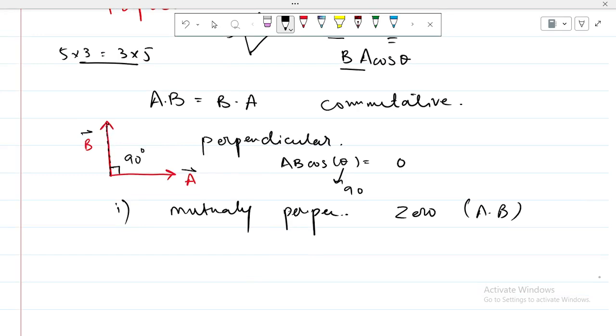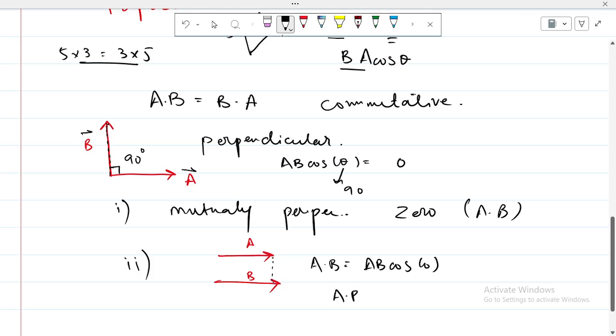The next property that we have is when the two vectors are parallel to each other. So let's say we have two vectors A and B. This is A, this is B. Now if I ask you to find the projection of A on B, you can see that there is a complete projection of A onto B. So in this case, the angle between them is 0. So A dot B is equal to AB cos 0. Cos 0 is 1.